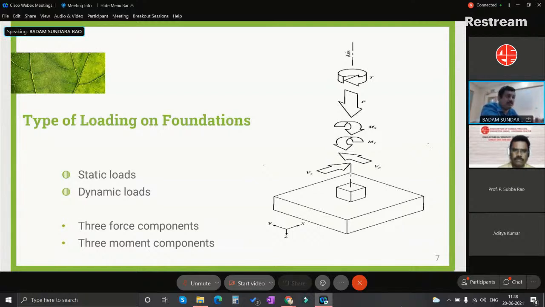And there are three force components and three moment components. In modern-day sophisticated FEM software, we consider the 6 degrees of freedom from the analysis point of view and also from the design point of view. These 6 degrees of freedom will induce 6 types of forces, that is, 3 force components and 3 moment components. That is reflected in the figure here.